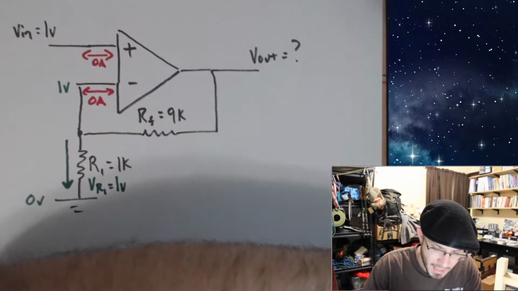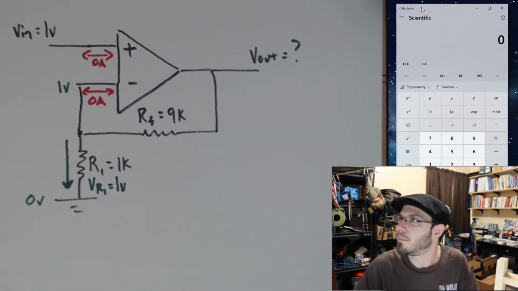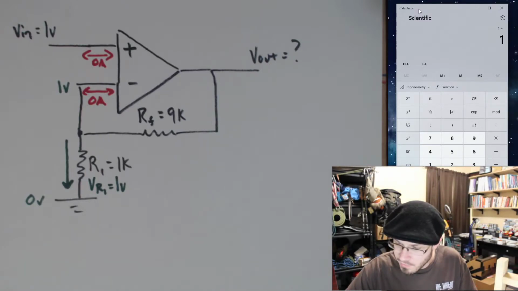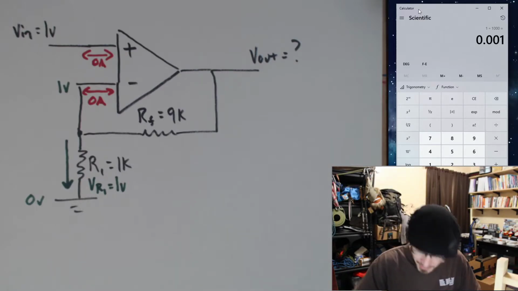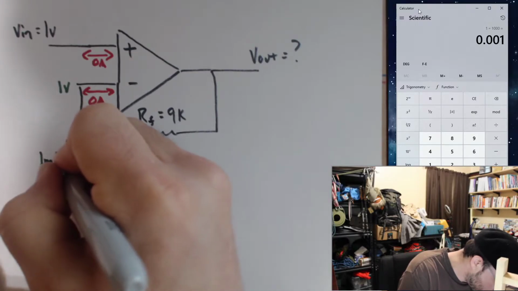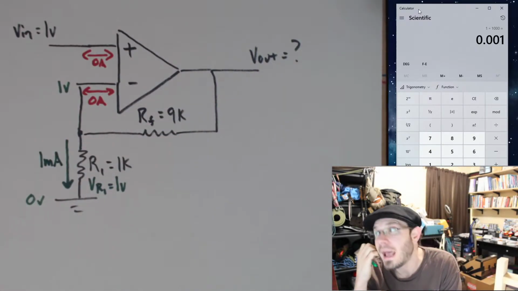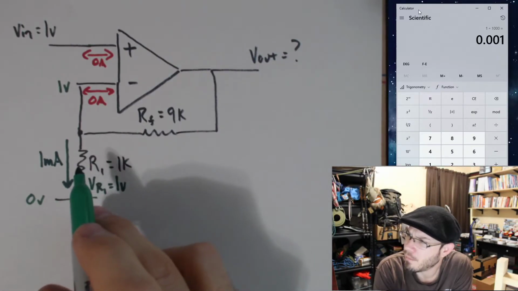Let me pull up my calculator here. I have 1 volt across a 1K. So 1 divided by 1,000. I think this is going to be 1 milliamp. Yeah. Okay, so I have 1 milliamp flowing through this resistor. Now, where did this 1 milliamp come from?